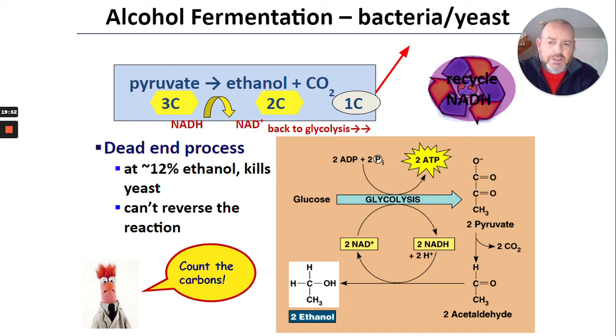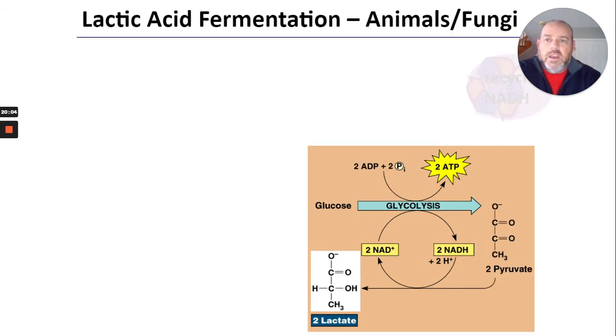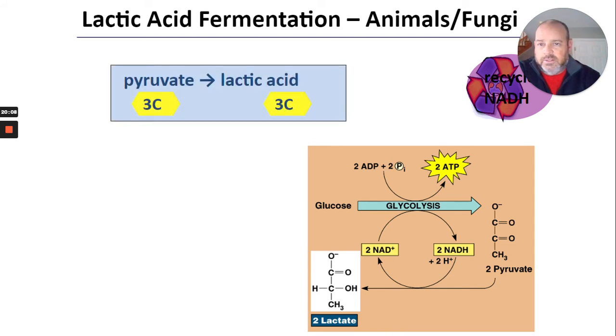So you can't reverse this reaction. You can look at this funky diagram down here at the bottom and go through it if you like and count the carbons. Not really necessary for me, but if you'd like to, have at it. And then if we look at lactic acid fermentation, we have animals and fungi that do this. So in this case, pyruvate turns into lactic acid, also a 3 carbon.